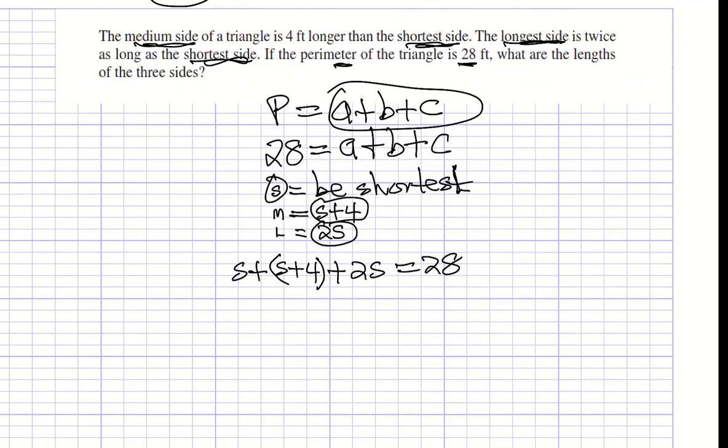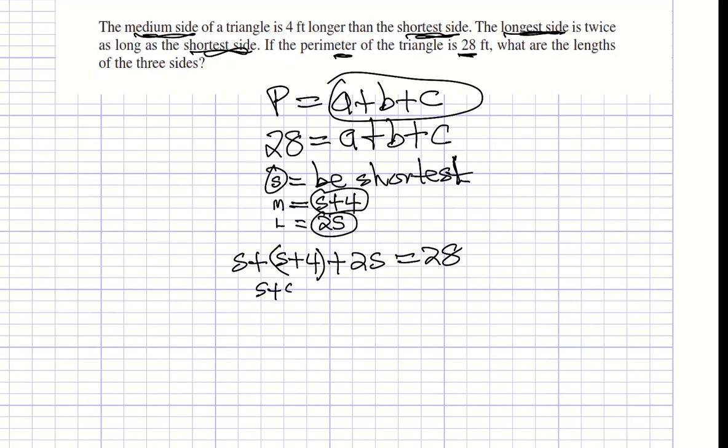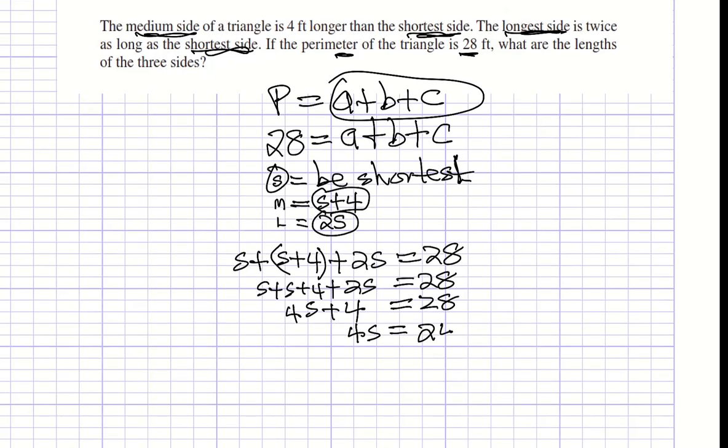Okay, so let's combine the thing on the left. You have S plus 4 plus 2S, okay, it's equals to 28. That's 2S, that's 1S, that's 1S, that's 4S plus 4 is equals to 28. So that's 4S is equals to what? Equals to 28 minus 4. And that will give you 24, okay?